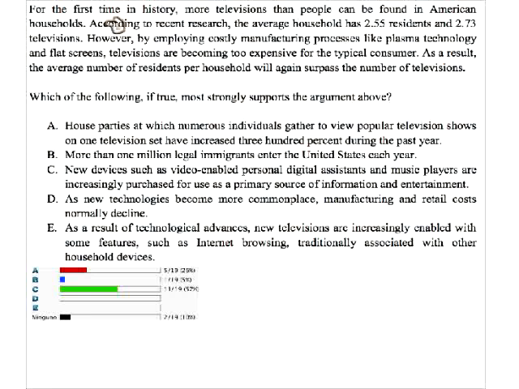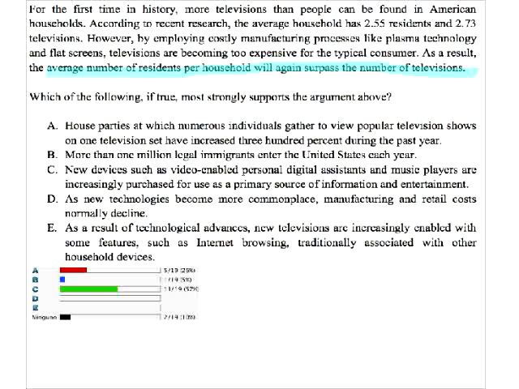For the first time in history, more TVs than people can be found in American households. Blah, blah, blah, numbers. These numbers don't help you because they are just the same as the statement that came before them. However, by employing costly manufacturing processes, televisions are becoming too expensive. As a result, the average number of residents per household will again surpass the number of televisions. So this is what we have to support. We just need additional evidence.